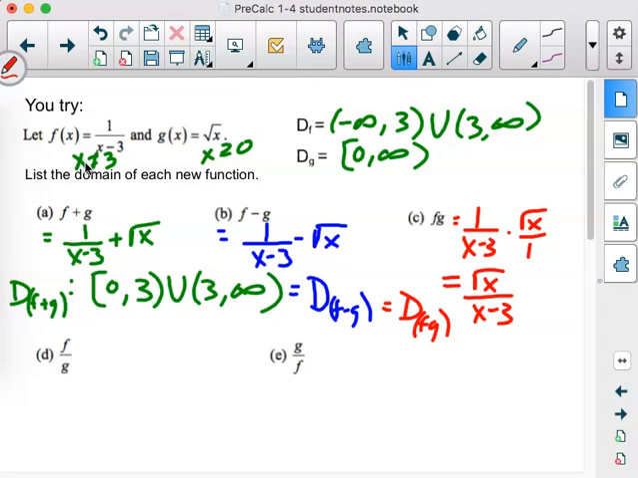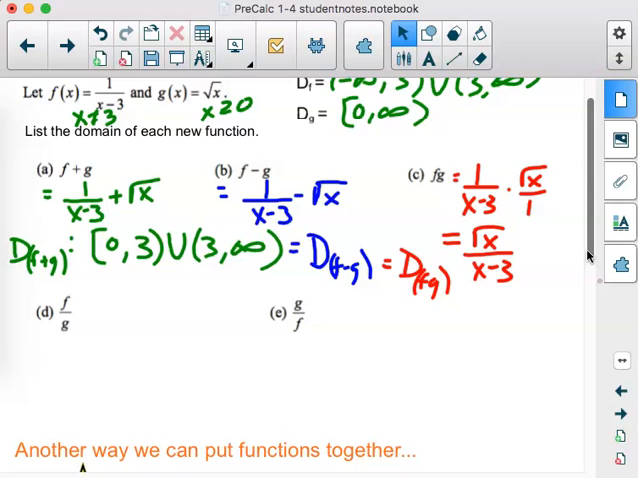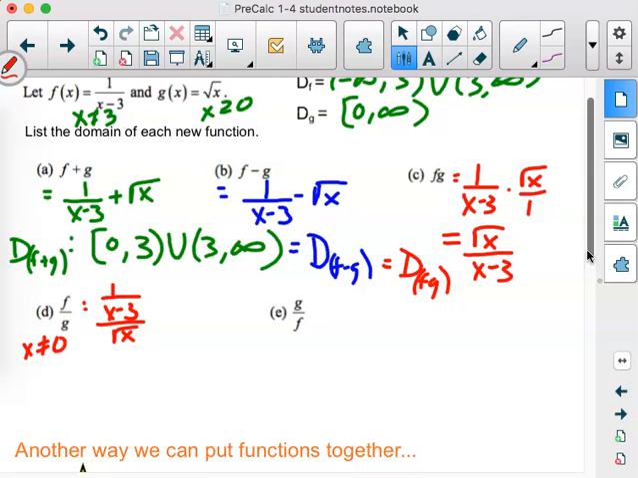Wasn't any new division. X minus 3 was still in the denominator. We still had our square root of x, so none of that changed. So A, B, and C all had exactly the same domain from 0 to 3, including the 0, and then from 3 to infinity. But then things change because we see division. So with f divided by g, we have 1 over x minus 3 being divided by the square root of x. And now all of a sudden we realize, uh-oh, now we can't use 0 because we just created a new denominator. X can't be 0.